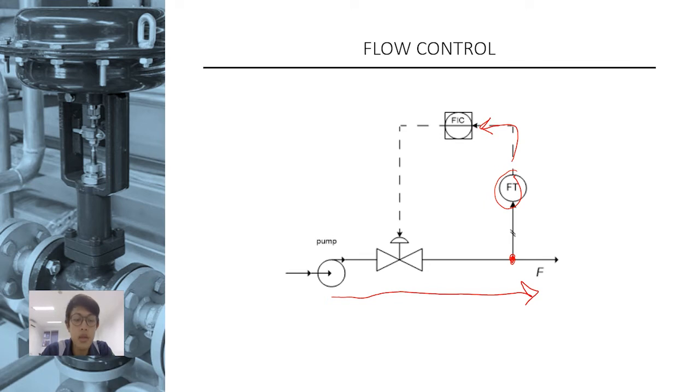In this example, we call it a flow indicator controller. Then the controller will send a command signal to the control valve. Then the signal will be received by the control valve, and the valve will move according to the command sent to get the desired value.